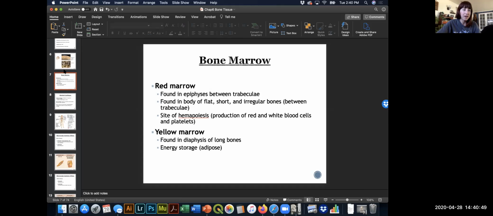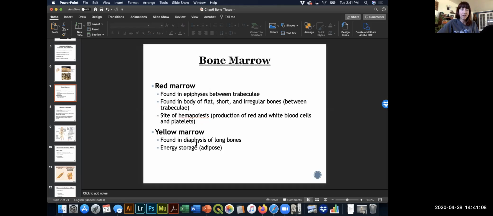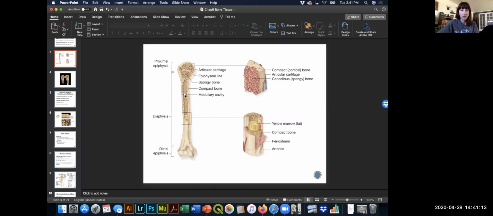So we've got red bone marrow anywhere where you have spongy bone, right? That's going to be inside of all of your flat, short, irregular, and sesamoid bones, and at the epiphyses of long bones. And your yellow bone marrow is only going to be found in the medullary cavity in the diaphysis of the long bones. And that's it. Red bone marrow is where you make red blood cells and other blood cells. And yellow bone marrow is basically fat, so it's for fat storage.